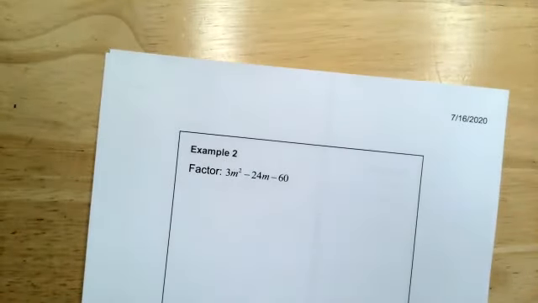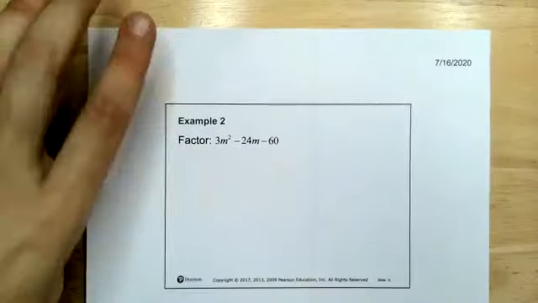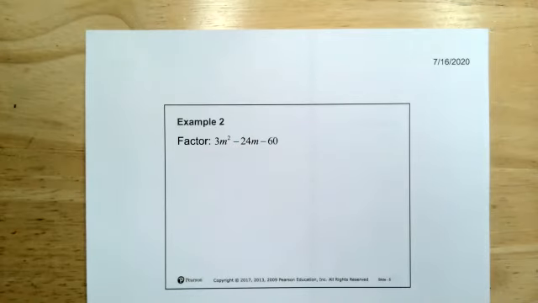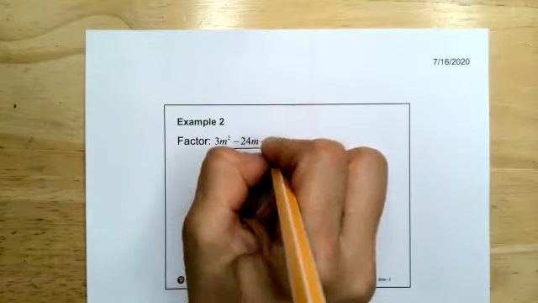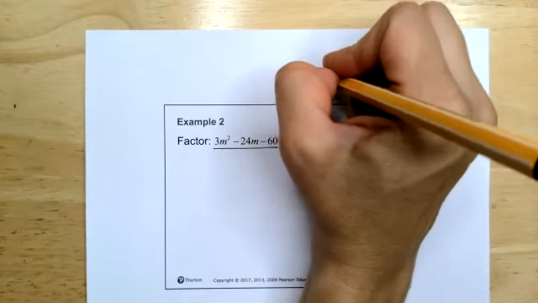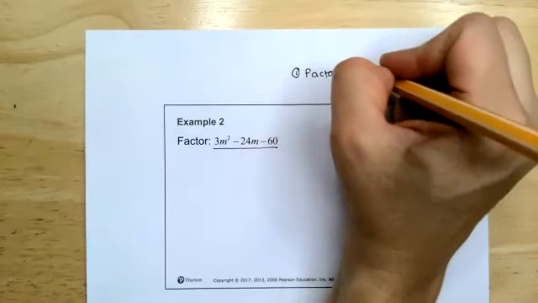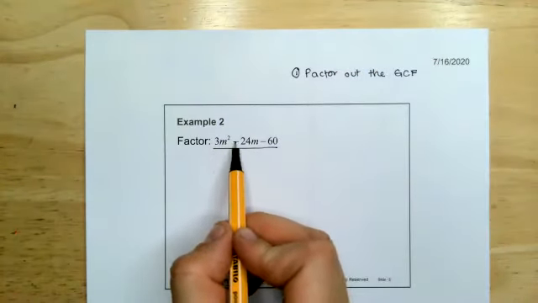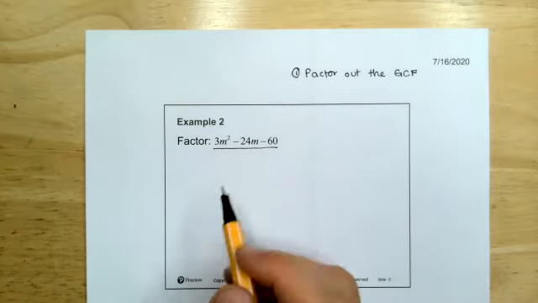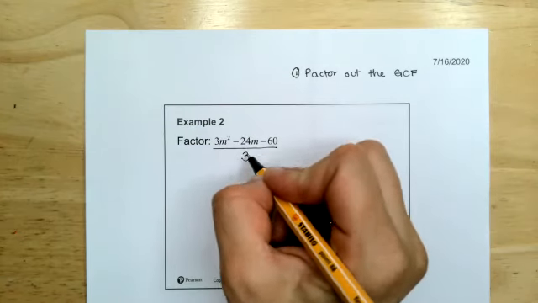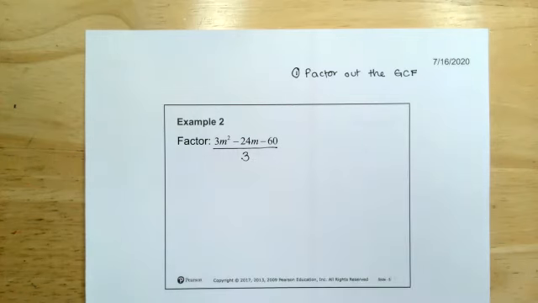All right. Example 2 is not only ax squared plus bx plus c, but we're also going to practice factoring out a greatest common factor. Okay, so if possible, factor out a GCF. So here we have 3m squared minus 24m minus 60. It just so happens that you can take 3m squared and divide it by 3. You can take -24 divided by 3, and you can take -60 and divide it by 3. All of those are divisible by 3.